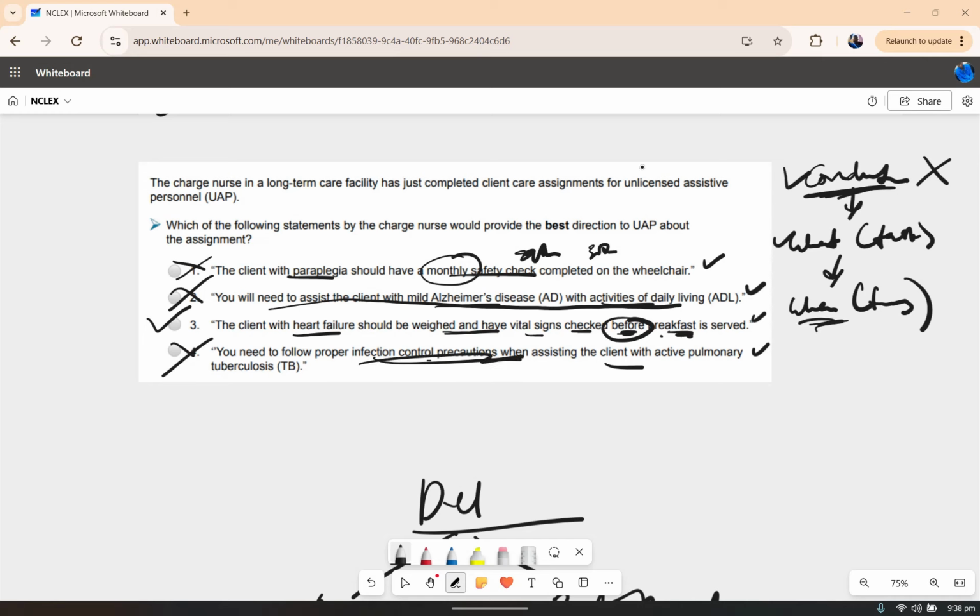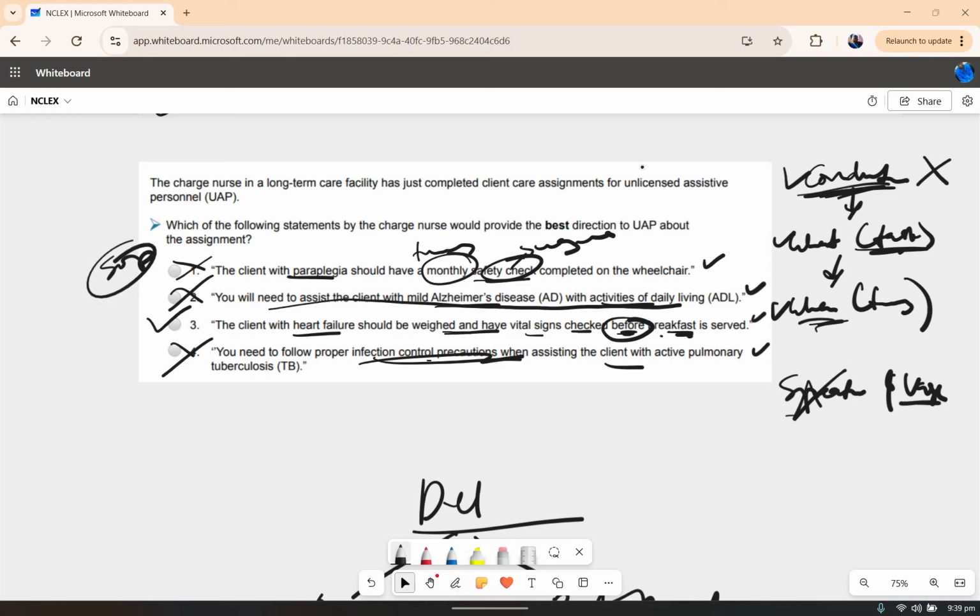You can use that way as well to answer the question, but everything is all based on this. Most especially, the task should be specific and not vague. Also, some people might say monthly is timing, but guess what? Safety check is not specific. It is vague because we don't know the kind of safety check we are doing. And also, safety check is not within the scope of practice of the UAP. So there are a lot of ways to figure out the answer, but they are all surrounding this.